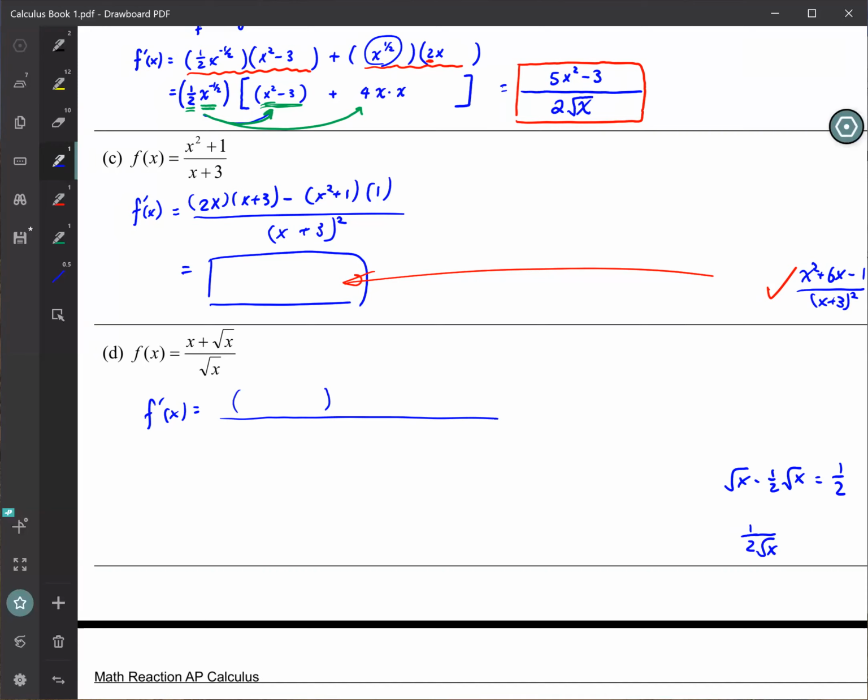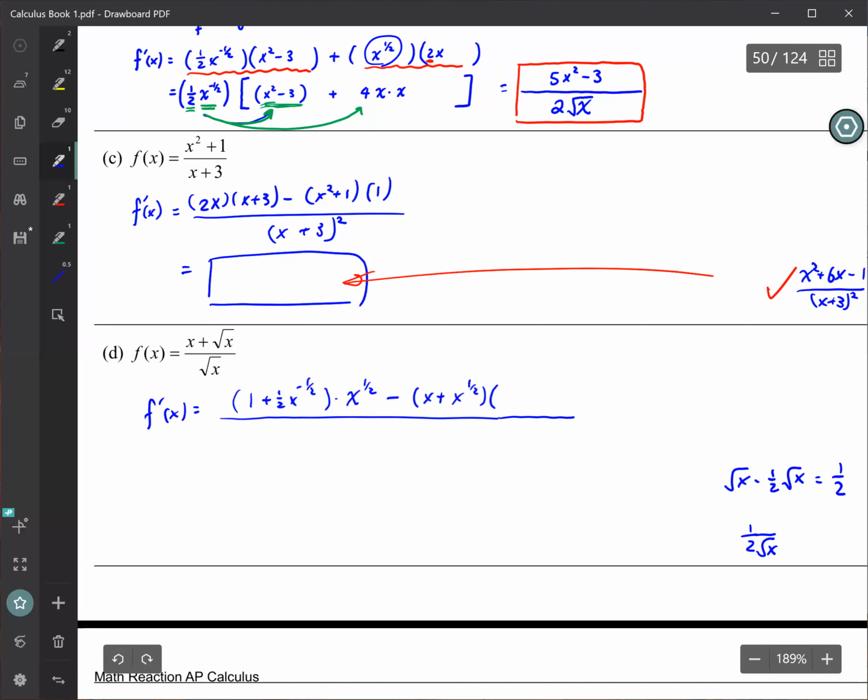1 plus half x, exponent negative half. Very good. Times it by g, so it'll be x to the half minus f. So f stays the same. G prime, what is g prime, Jeffy? Half x, exponent negative half. So far, so good. And then over g squared.